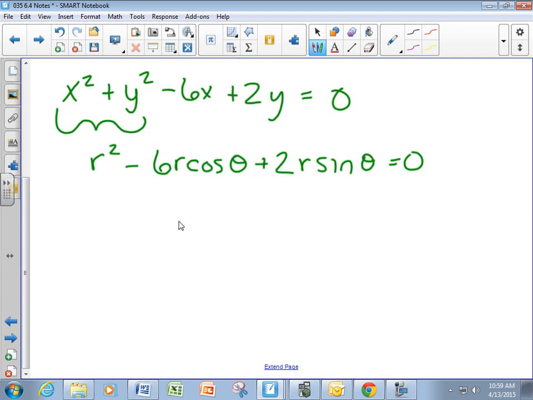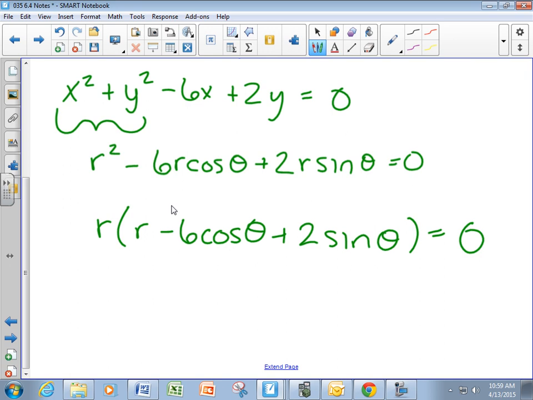The goal is to get this into r equals form. Because I have r squareds and r's, that's going to be hard unless I factor out an r. So I have minus 6 cosine of theta plus 2 sine of theta. That equals 0. This is in factored form now, set equal to 0. So I have an equation that reads r equals 0. I also have an equation that reads r equals 6 cosine of theta, if I add that over, minus 2 sine of theta. So these are my polar equations.